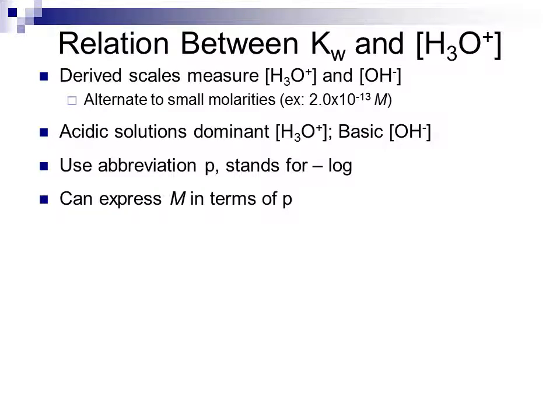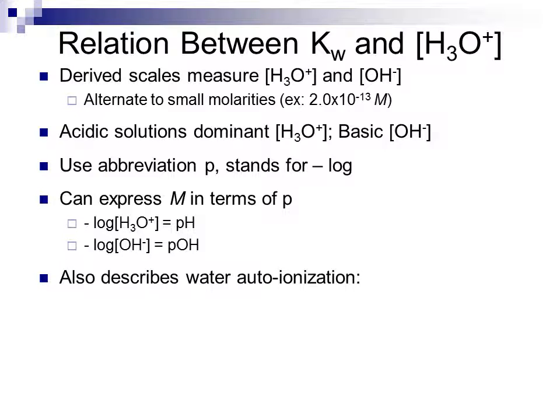This allows us to express molar concentrations in terms of the negative log, or the P value. So the negative log of a hydronium concentration would be represented as a pH, where H stands for the H+ or hydronium. The negative log of the hydroxide concentration would be a pOH, where OH stands for the OH- or the hydroxide.